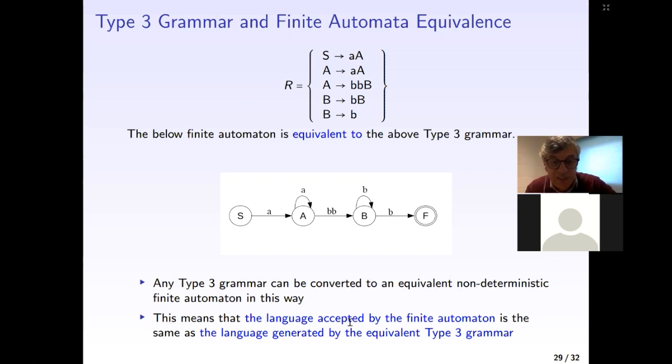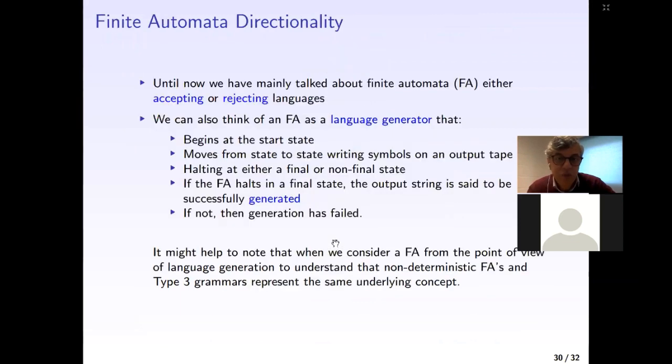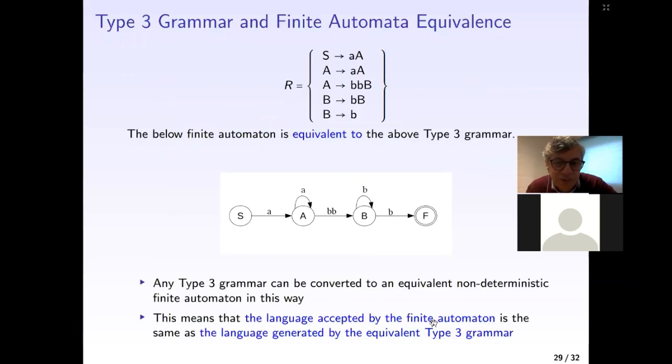This means that the language accepted by a finite automaton is the same as the language generated by an equivalent type 3 grammar. See, there is a correspondence between these two, between the machine and the grammar. But there is a small point to note in here. The point is the non-deterministic.